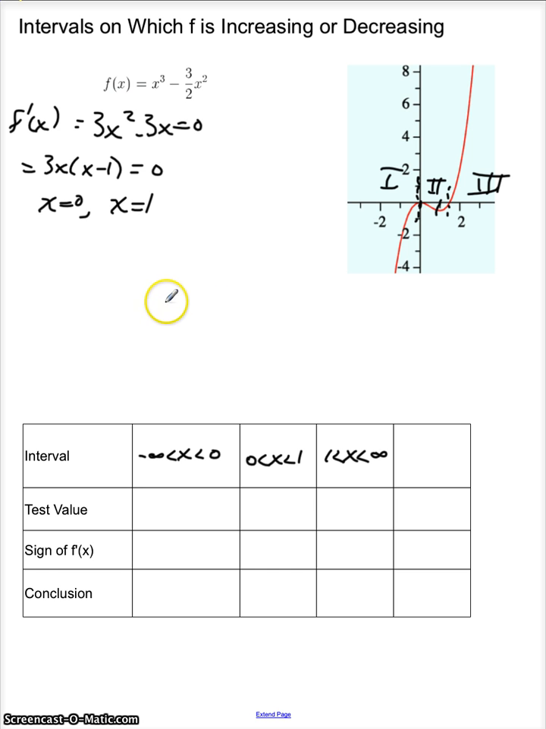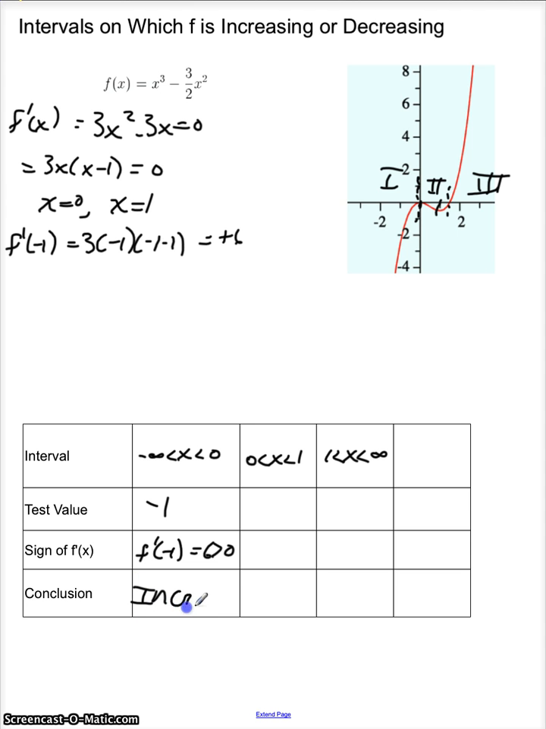All right, let's test the value. You can pick any value you want, but you don't want to pick an endpoint. Let's pick negative 1. All right, f prime at negative 1 is 3 times negative 1 minus 1. So that's 2 times 3 is 6. That becomes positive, so this is positive 6. So f prime at negative 1 is 6, and that's positive. Because the derivative is positive, I know it's increasing.